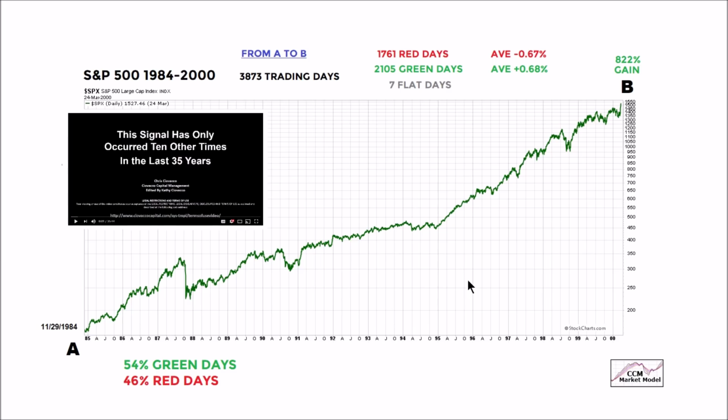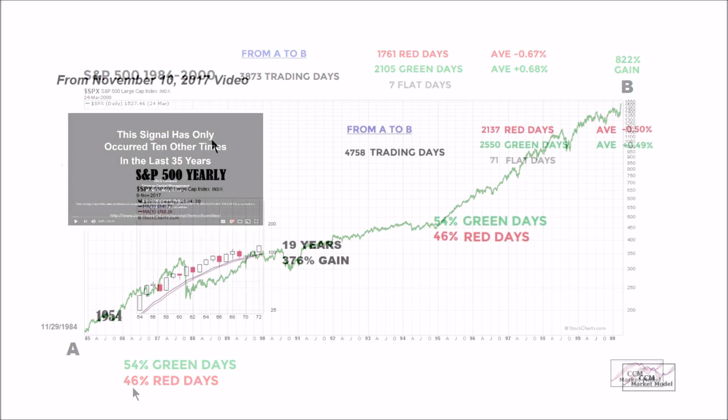some gut-wrenching volatility. In fact, as the stats will show on the next few slides, we learn next to nothing when we ask this question: how is the market doing today? That really doesn't tell us anything about the market's health or the primary trend. From point A to point B, there were 3,873 trading days. 54% of them were green and 46% of them were red.